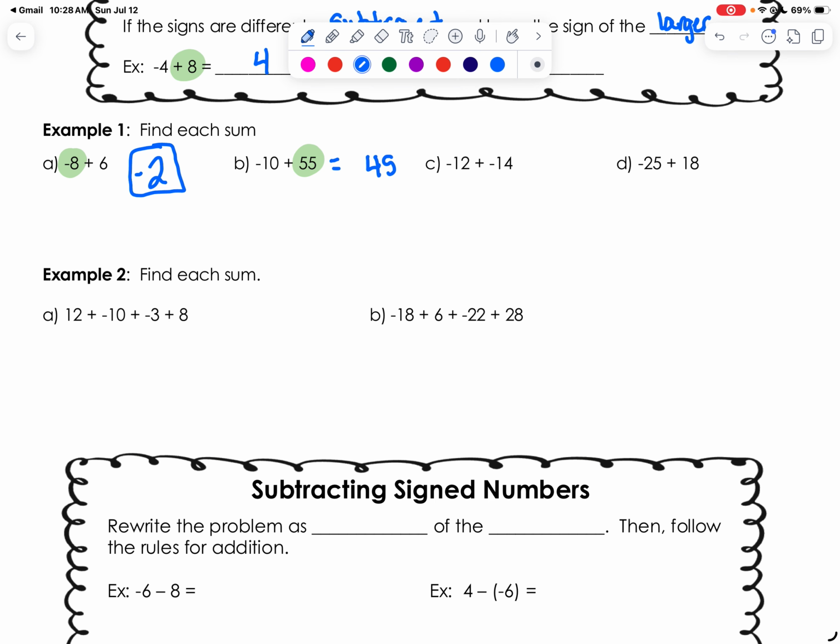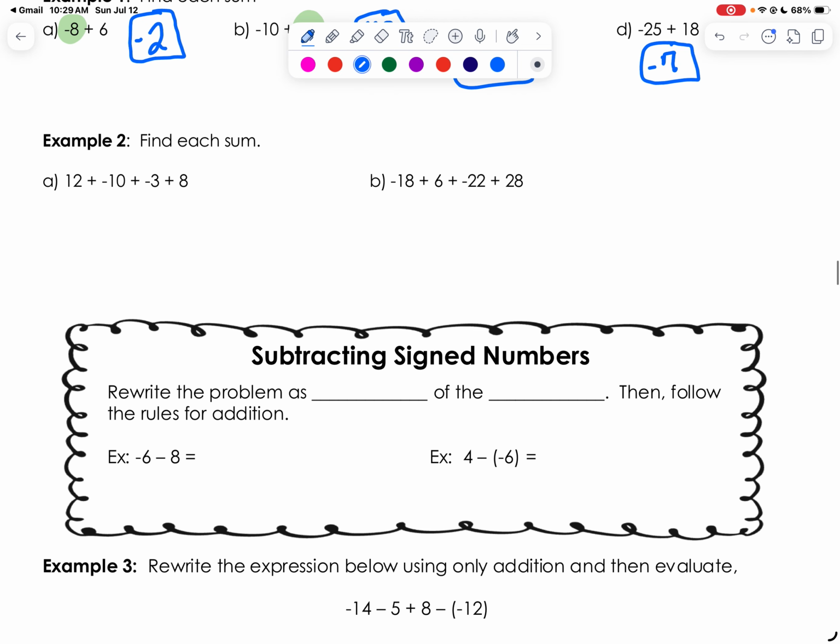All right, problem C, negative 12 plus negative 14. The signs are the same, so we add them up. 12 plus 14 is 26. And then you go with the original sign, which was negative. So negative 26. All right, I want you to try problem D on your own. All right, welcome back. Hopefully you realized that the signs were different, so you subtracted them, and you went with the sign of the larger. So negative 25 plus 18 is negative 7.